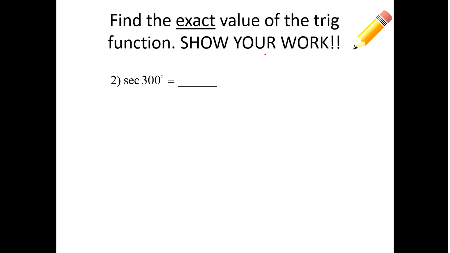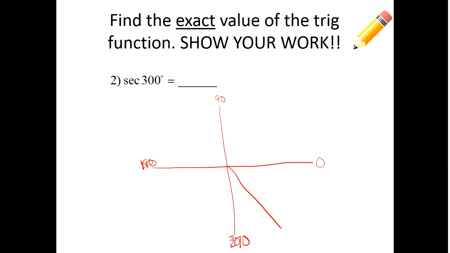Let's try another one. Secant of 300. So ultimately, let's find the cosine, right? So let's draw our angle of 300. So I got 0, 90, 270, 3, whoa, skipped 180. My bad, guys. 270. So 300 is about right there.